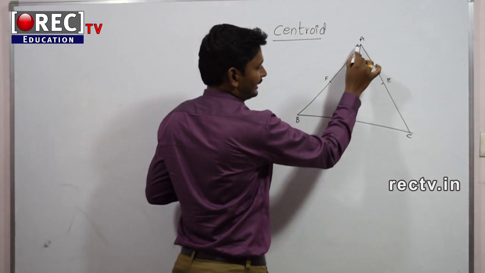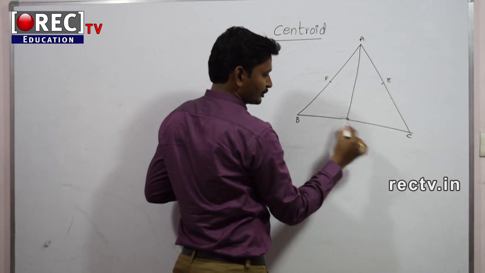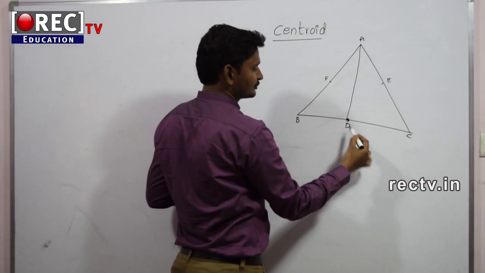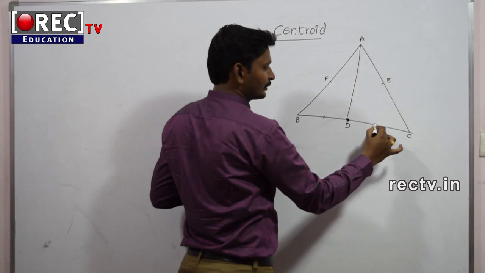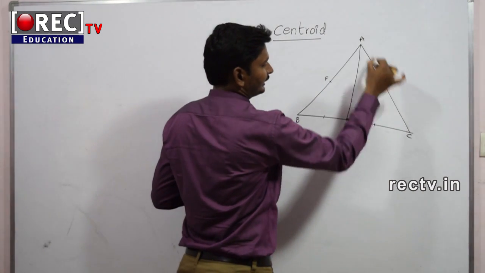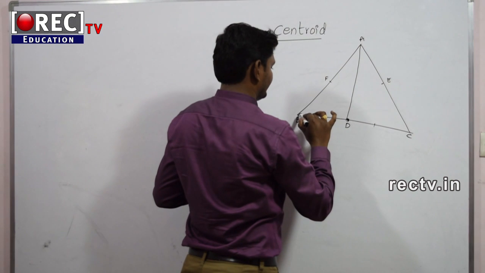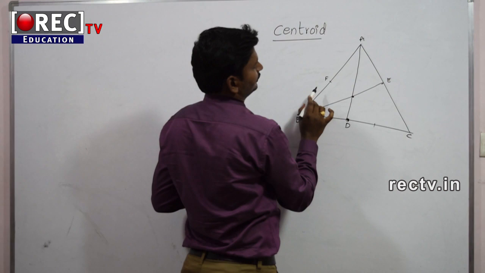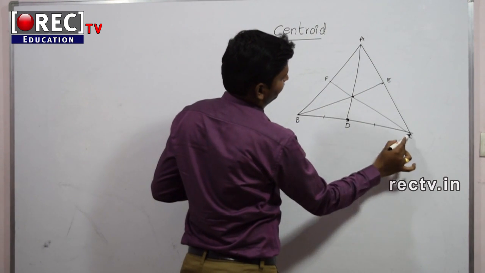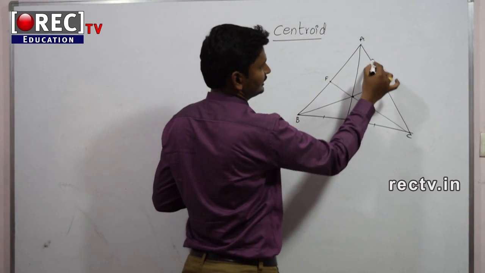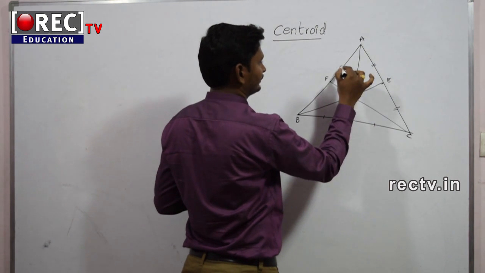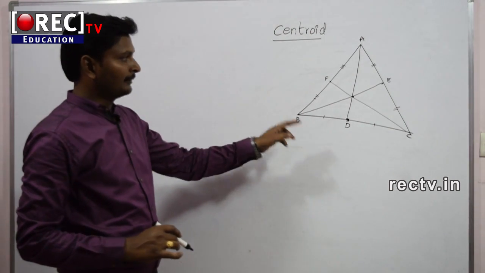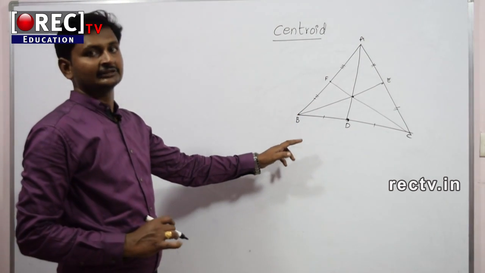Now the line segment passing through the midpoint of the opposite side and the vertex is called a median. So AD becomes a median. Here BD is equal to DC, and the midpoint of AC is E, so BE becomes a median and CF becomes a median. Here AE is equal to EC and AF is equal to FB. In this triangle, AD, BE and CF, these 3 are the medians.